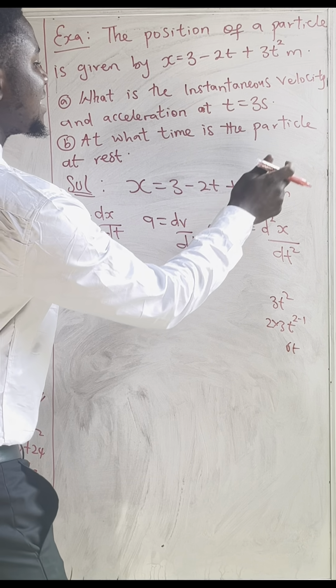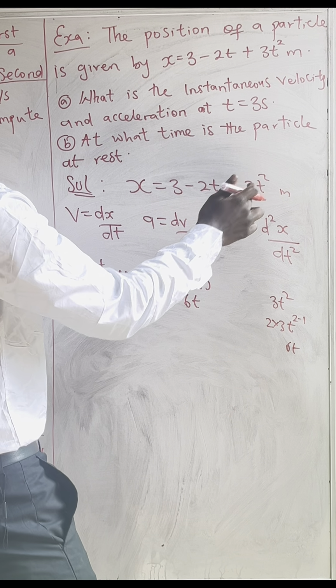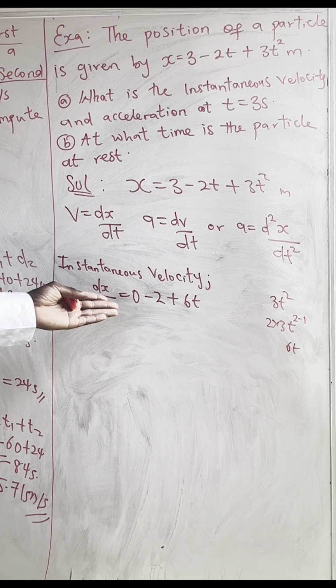And the differentiation of 3t squared, that will be what? 6t. The power is 2. Use this 2 to multiply the coefficient. That is 6. Then minus 1 from this power. 2 minus 1, 1. So that is 6t. This simply means that.